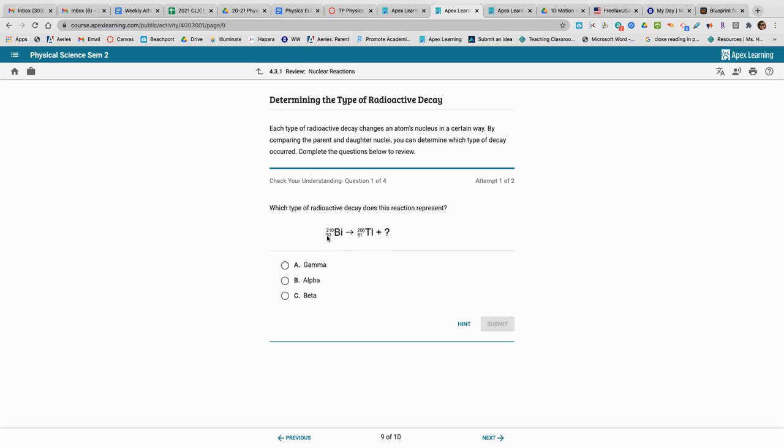My atomic number here is 83, and this is 81. So my question mark has to have an atomic number of 2. So a 4 at the top and the 2 at the bottom is actually the element helium, but it is the particle in alpha decay.